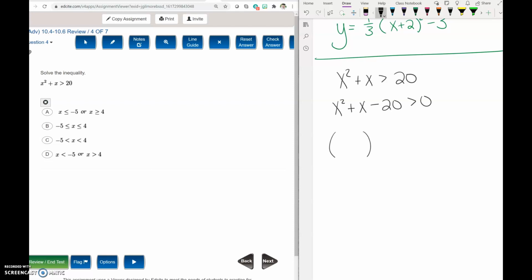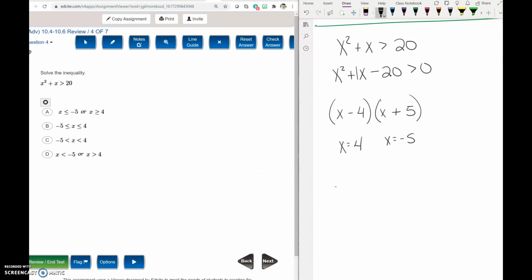So if I were going to factor this, I'm looking for 2 numbers that multiply to give me -20 and add up to 1. That would be 4 and 5. So I know it's 4 and 5. It has to be a +5 and a -4. Which means the solutions, the key numbers that we're looking for here are +4 and -5. So these are like our test points.